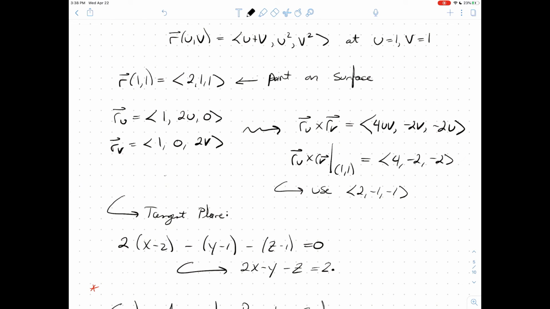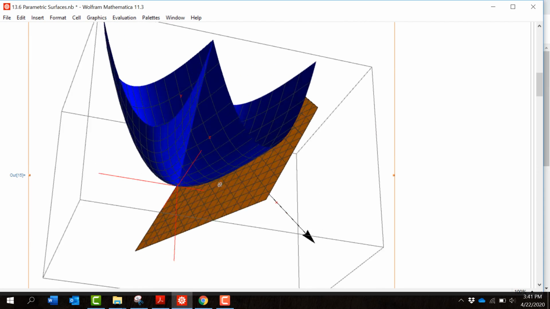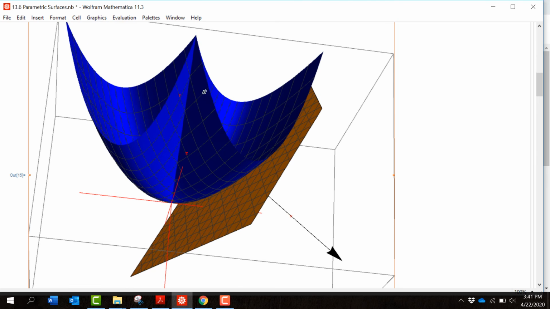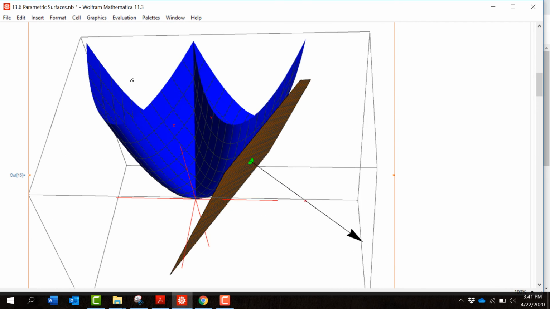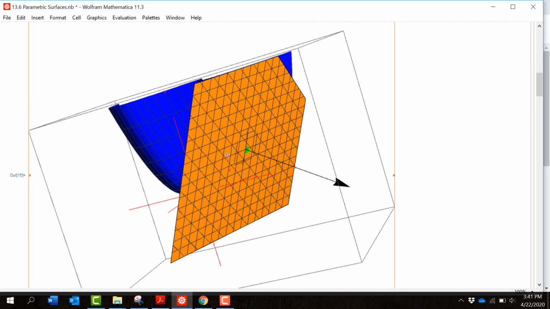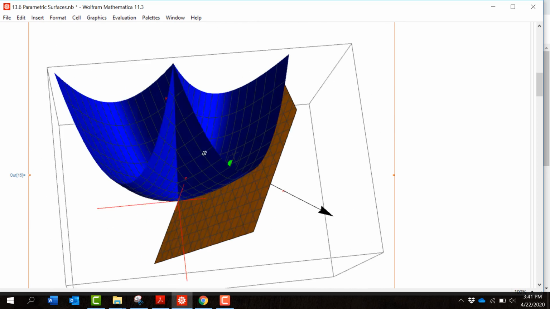So I thought you might want to see what this looks like. Let's hop on over to Mathematica and have a look. Here we go. I've gone ahead and graphed the surface. It's this interesting blue surface here. That's what you get when you graph our parametric function R of U and V. There's the tangent plane. There's the point. I went ahead and popped the normal vector on there as well, and just wanted you to get a sense of what this looks like.